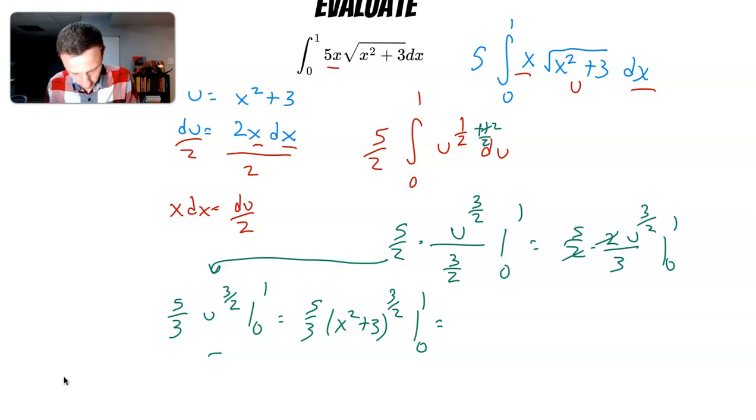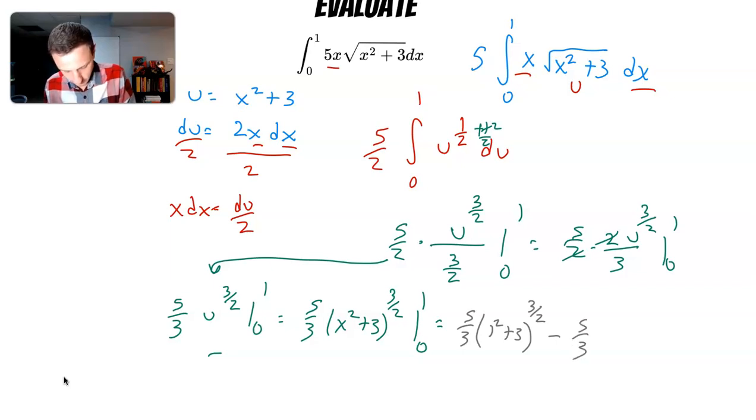Now let's plug in 1. So we're going to have 5/3 times 1 squared plus 3 raised to the 3/2, minus 5/3 times 0 squared plus 3 raised to the 3/2. And then I think we should be good with that. Okay, yeah, it checks out. 4.67 would be our answer.